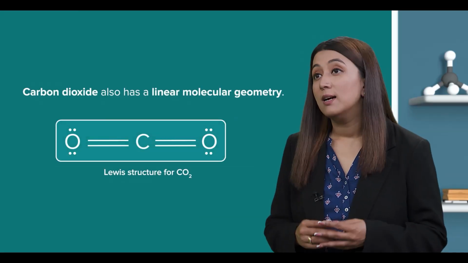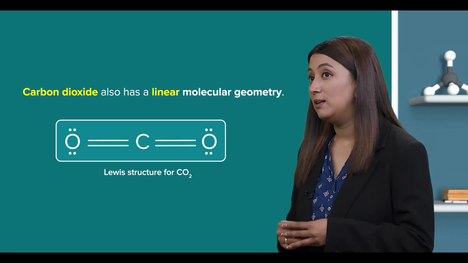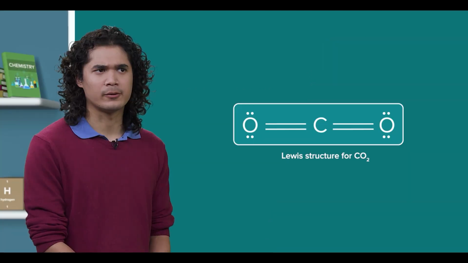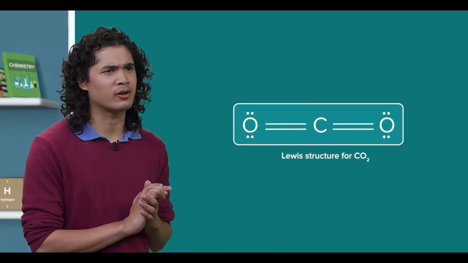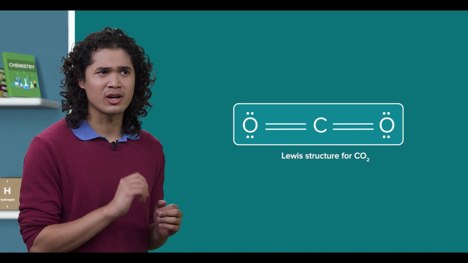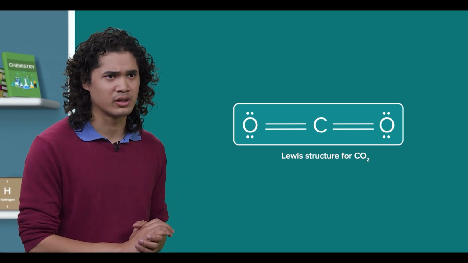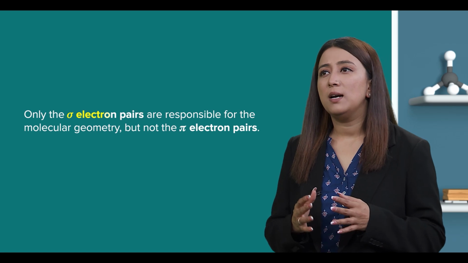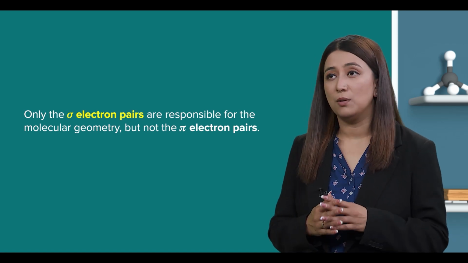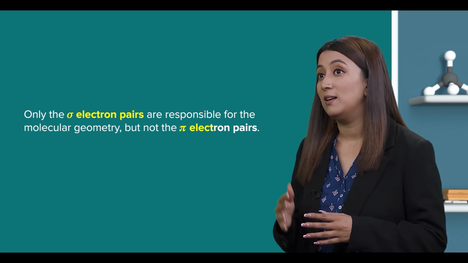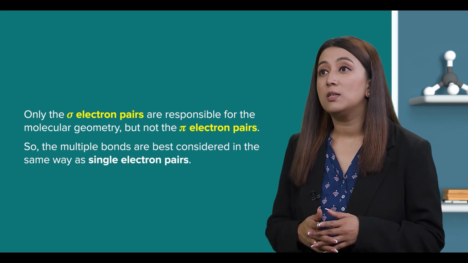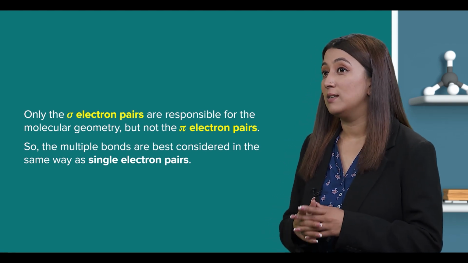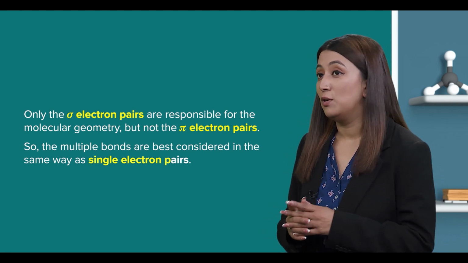Oh, so are there other molecules too which have a linear geometry? Of course, carbon dioxide also has a linear molecular geometry. Really? But as I recall, carbon dioxide has two carbon to oxygen double bonds. So wouldn't that affect its geometry? Well, only the sigma electron pairs are responsible for the molecular geometry, not the pi electron pairs. So, the multiple bonds are best considered in the same way as single electron pairs.